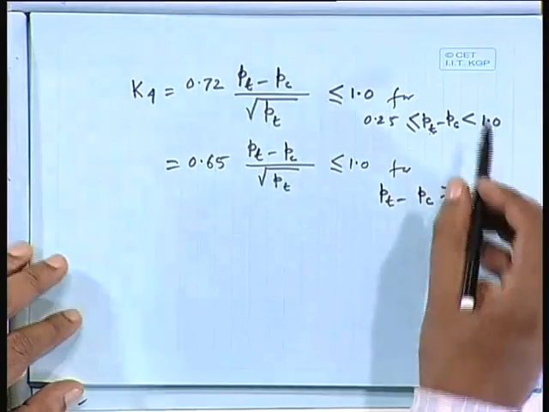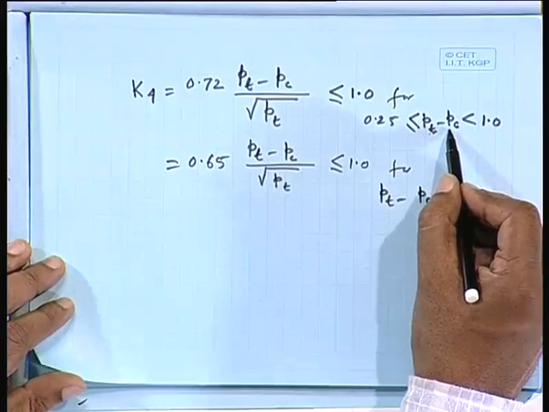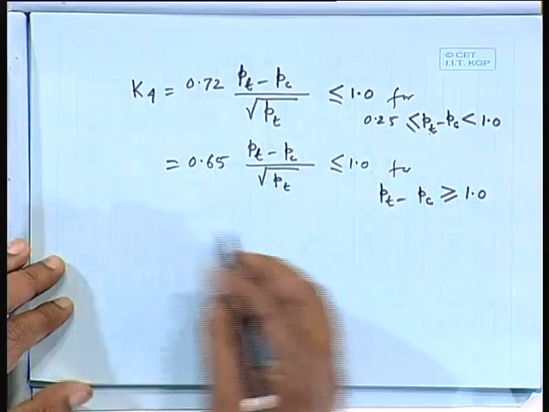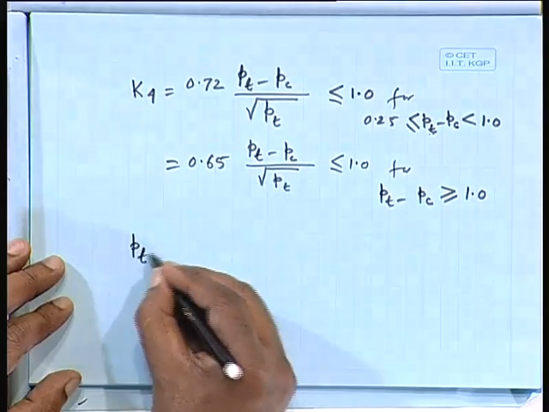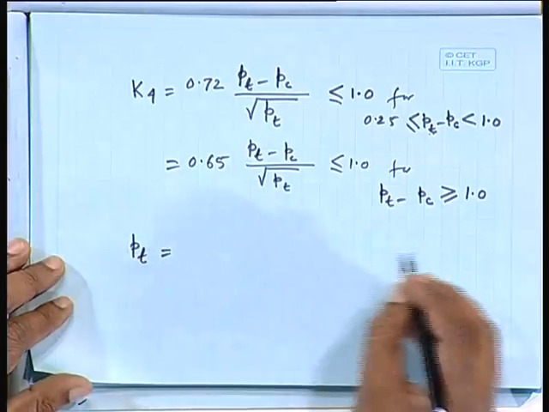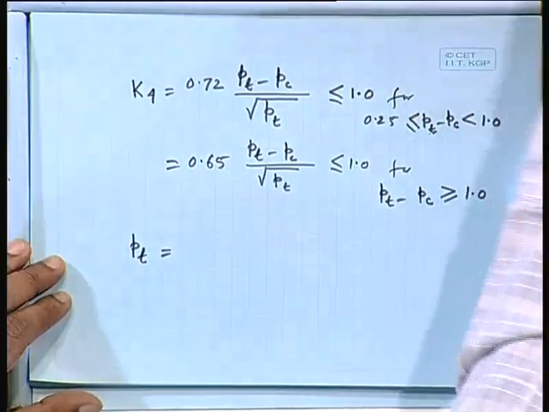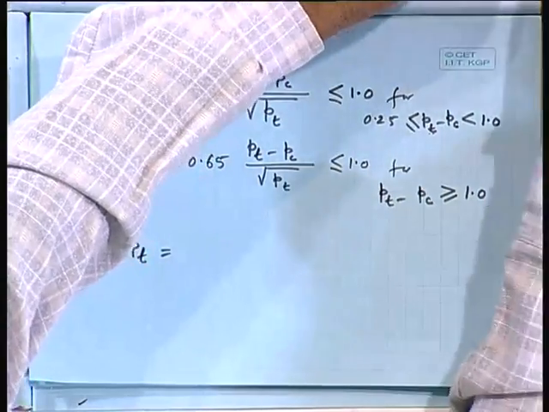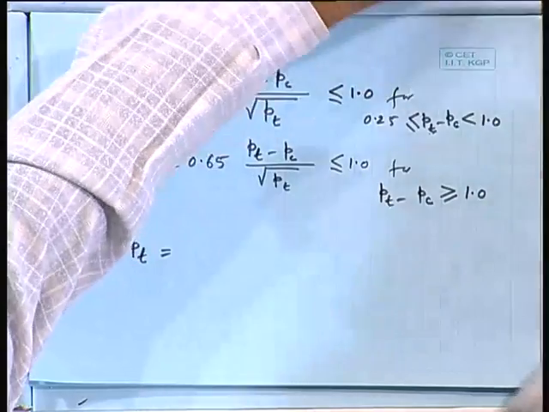So, let us find out, we do not have any compression steel, we have only the tensile one. So, PT equal to how much, let us find out PT. What about the area of steel?